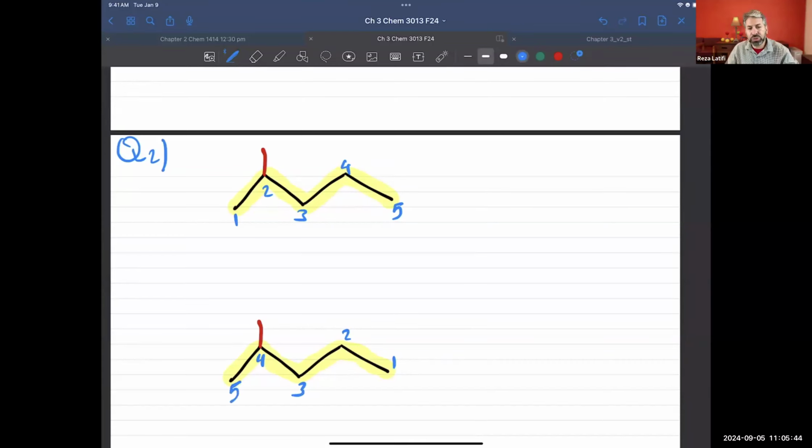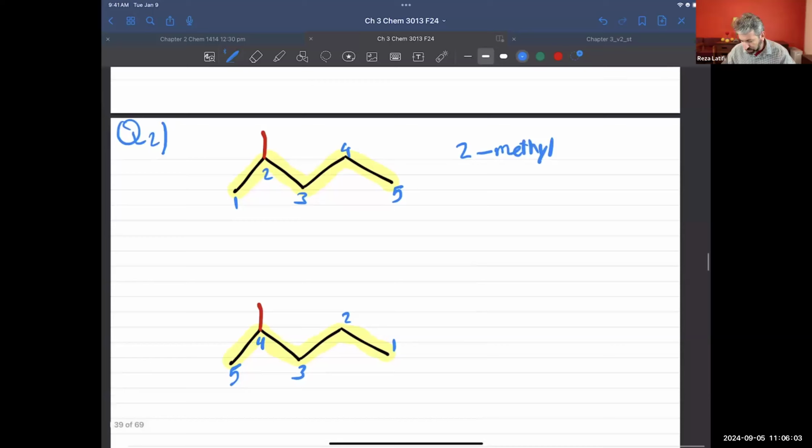Now where is the substituent? Remember, you need to write the position of the substituent first, the locator or location of the substituent. It's sitting on the second carbon. So you say, I see a methyl group on the second carbon. And how about this? On the 4th carbon, I see a methyl group.